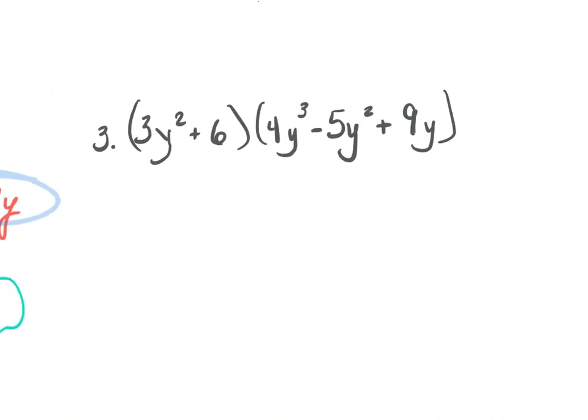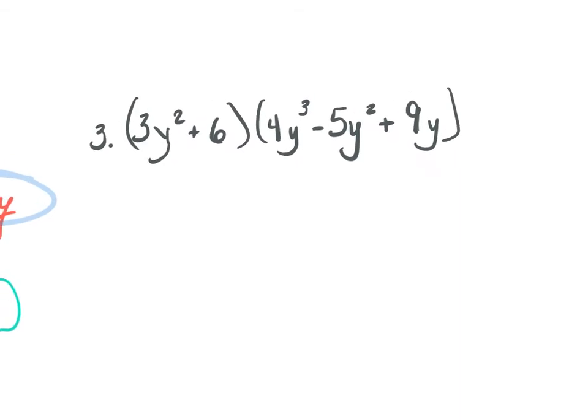All right, this last problem is the exact same thing. All we're doing is distributing a whole bunch of times, but you guys got to be really careful when you get to stuff like this. Just take your time. I'm going to take this 3y squared, and I'm going to multiply it to every term in the second parenthesis. So 3 times 4 is 12. Y squared times y to the third, you add exponents, it's y to the fifth.